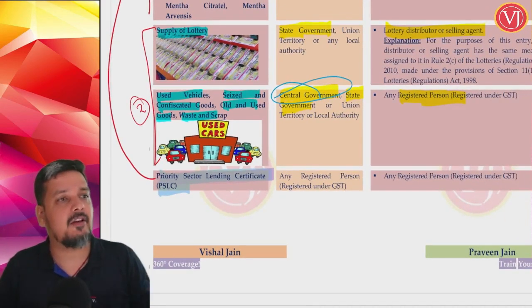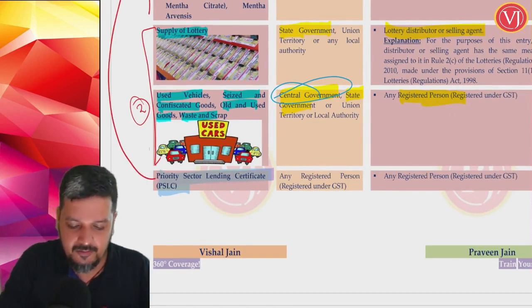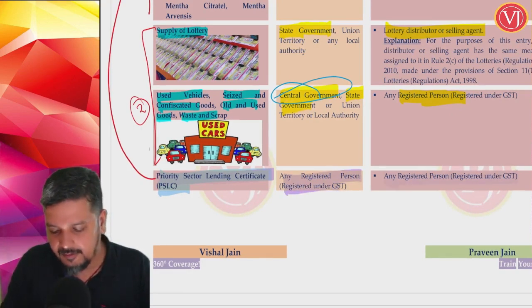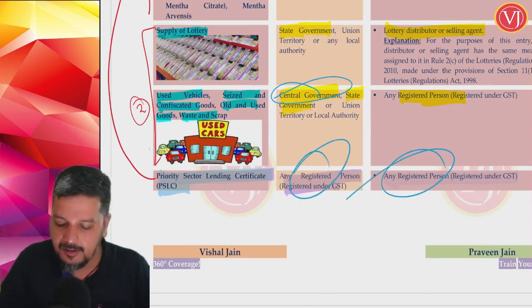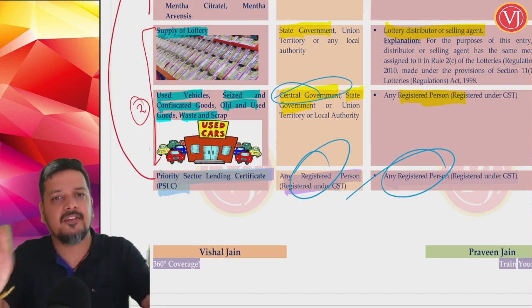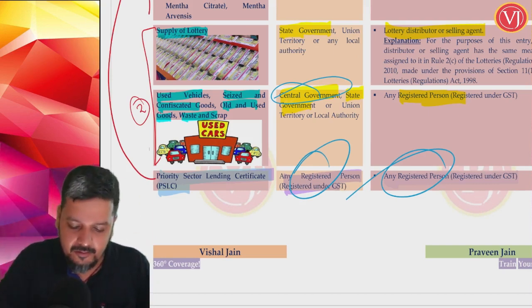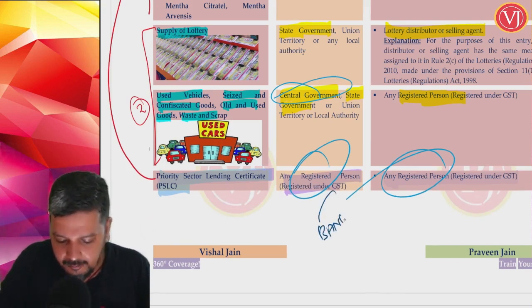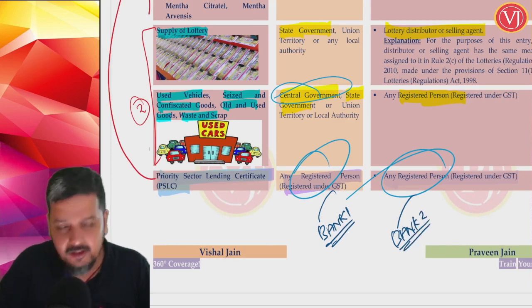Whether the supplier bank will pay GST or the recipient bank will pay GST? Recipient bank will pay GST. So the supplier bank will not pay GST. This is the only place where they have said supplier is also registered, recipient is also registered. Why? Very simple. All banks in India will be registered. So supplier bank, bank 1, is also registered. Recipient bank, bank 2, will also be registered.